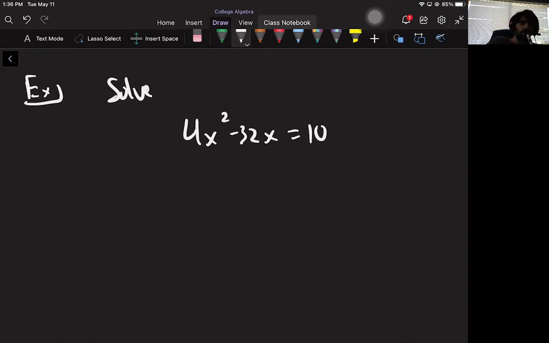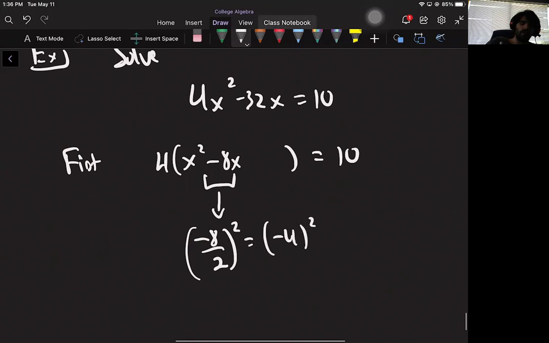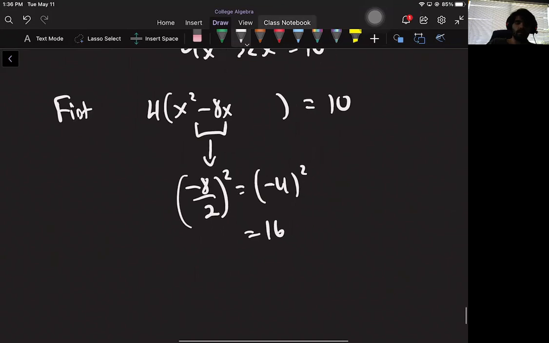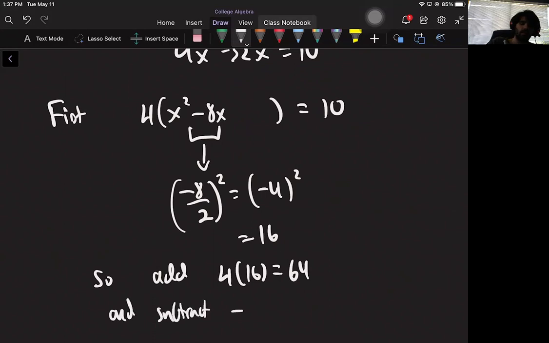Okay, so again, I'm going to start off by taking out this 4 from the x² term, and that leaves me with the 8x there, and then I'm going to leave some space. And now I need to consider my middle term. I need to cut it in half, and I need to square it. So I end up with 16. So I'm going to add, well, I'm not technically adding 16. I'm technically adding 4 times 16 equals 64. And that means I need to subtract 64 as well.